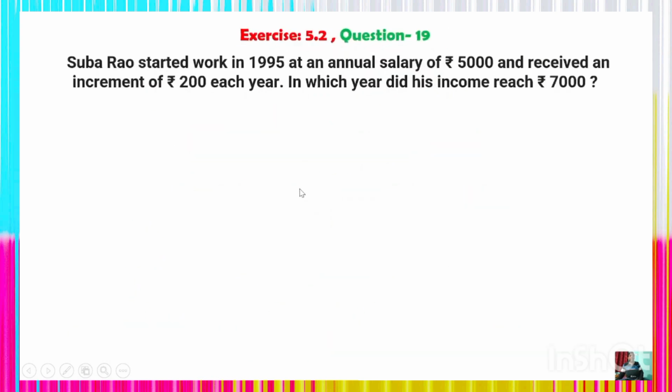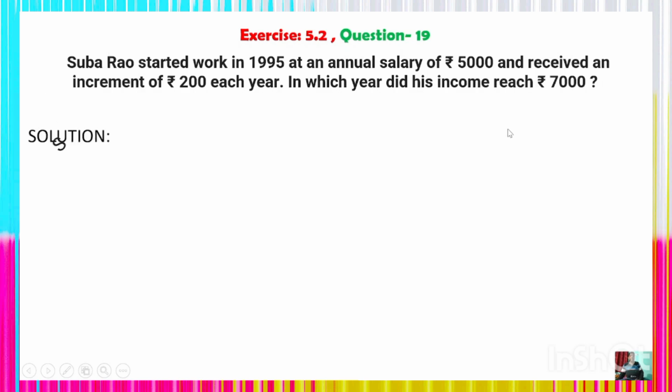Look at the problem. One of the word problems here I am going to discuss, using the general term of the AP. Subbarao started work in 1995 at an annual salary of 5,000 rupees. He received an increment of 200 each year. In which year did his income reach 7,000 rupees?